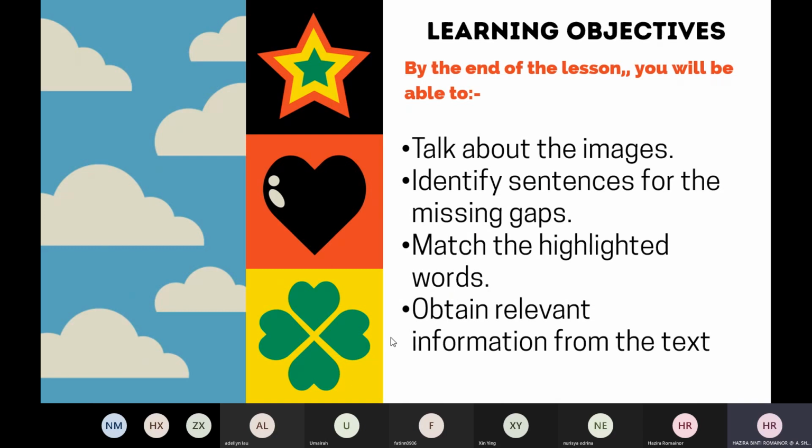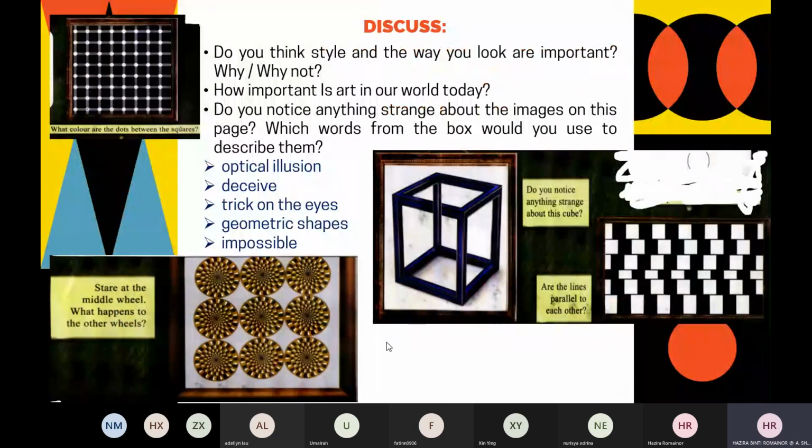As you can see from that page, the first question there: do you think style and the way you look are important? Why or why not? I'm giving you about 2 minutes to share with me your opinion on this question. Do you think style and the way you look are important? Why or why not?